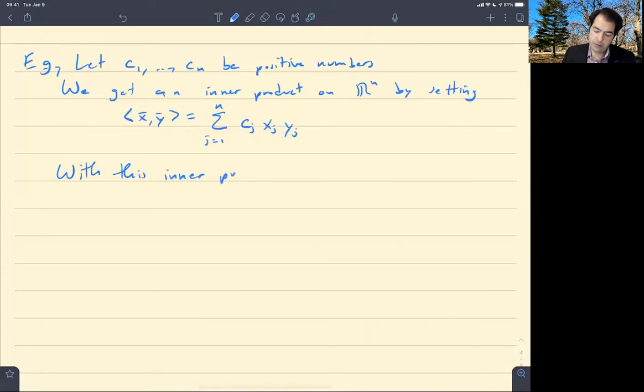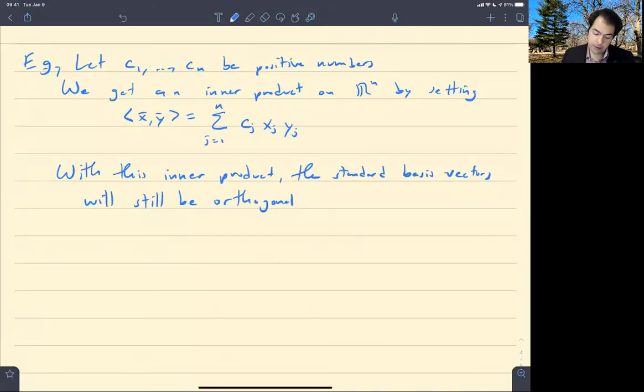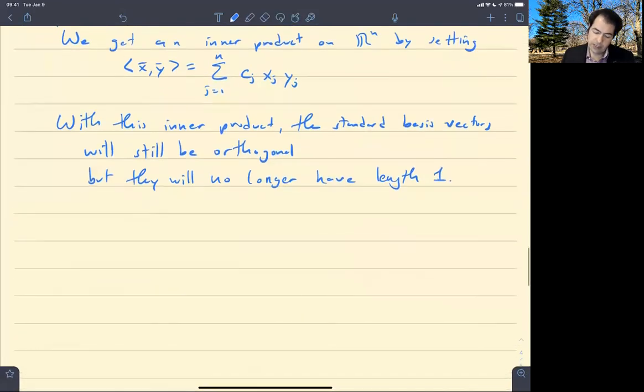If we use this inner product, the standard basis vectors will still be orthogonal, but they will no longer be unit vectors. They will no longer have length 1, unless all of the cj's are equal to 1. In fact, the norm of ej, well, that by definition is the square root of the inner product of ej with itself. So that would be, sorry, not the inner product, the square root of cj.